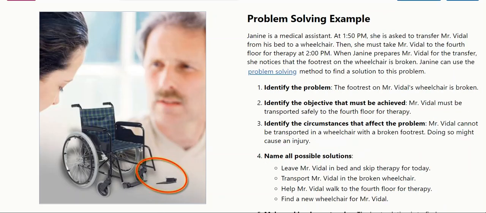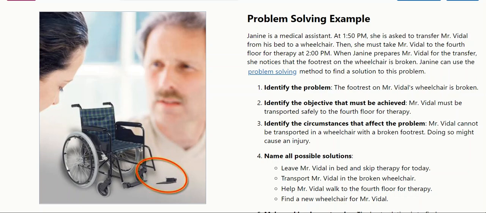Problem-solving example. Janine is a medical assistant. At 1:50 p.m., she is asked to transfer Mr. Vidal from his bed to a wheelchair. Then she must take Mr. Vidal to the 4th floor for therapy at 2 p.m. When Janine prepares Mr. Vidal for the transfer, she notices that the footrest on the wheelchair is broken. Janine can use the problem-solving method to find a solution to this problem.